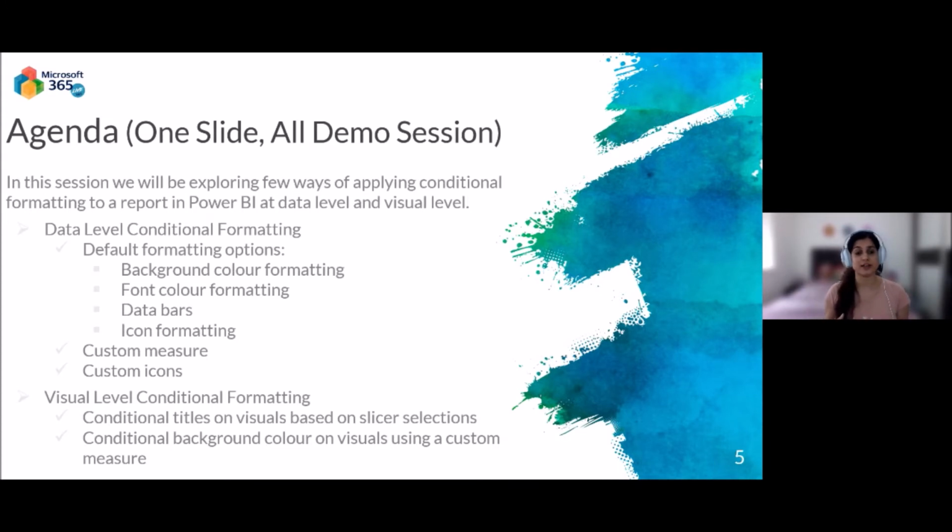Then further down the session, I'll show how we can use custom measures to create these kinds of formatting options and custom icons as well. Further down the line, I'll also show you how we can apply conditional formatting at visual level. This is more around the experience I had with the reports I've worked on. I want to show you a few tricks around how we can have conditional titles on the visuals based on slicer selection, and how we can change the background color of a visual conditionally using a custom measure. So let's not wait anymore, and let's just start the session.